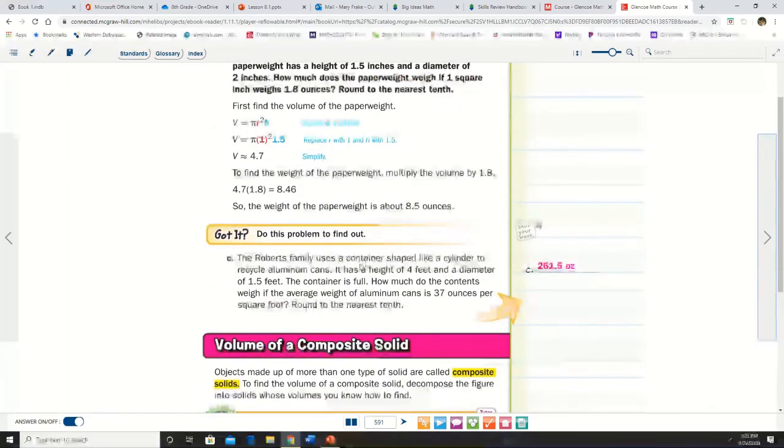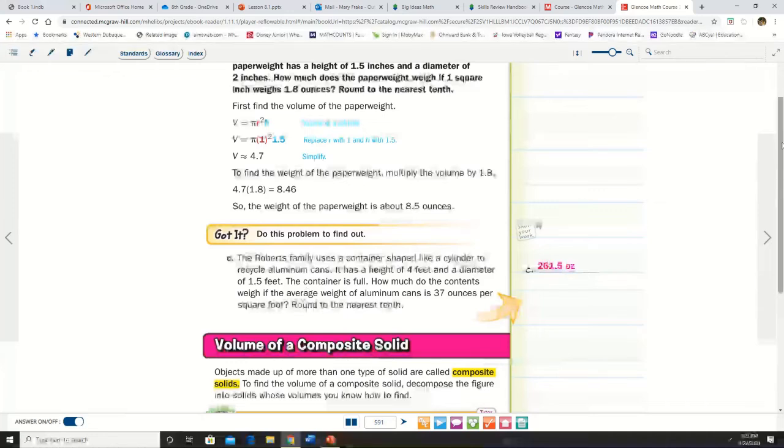Go ahead and take a look at Got It problem C. You can go ahead and read through it and then pause the video and solve it. The answer for Got It problem C, when you are finding the average weight of the aluminum can rounded to the nearest tenth, should be 261.5 ounces.